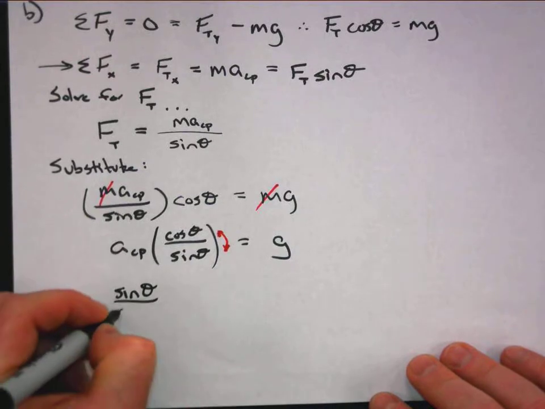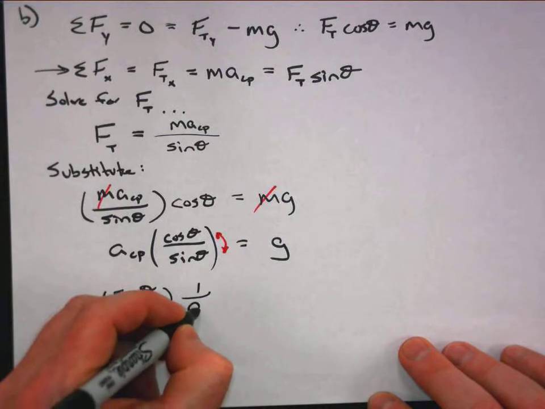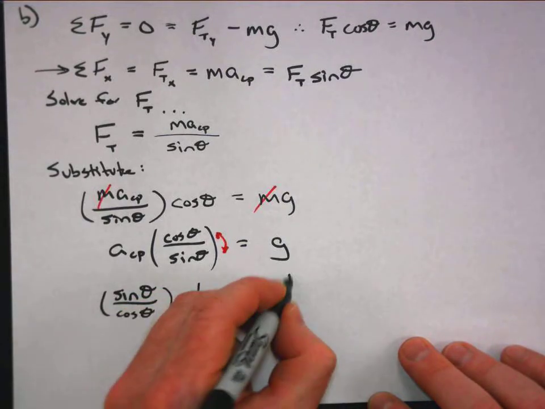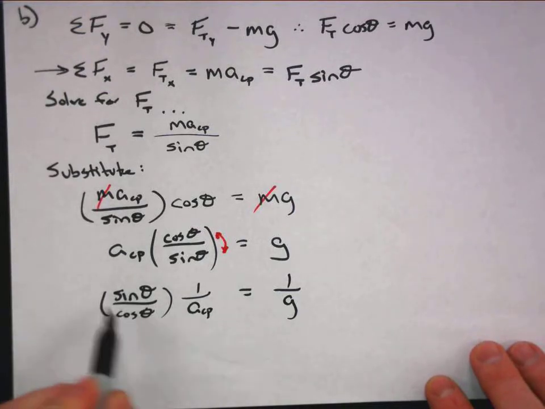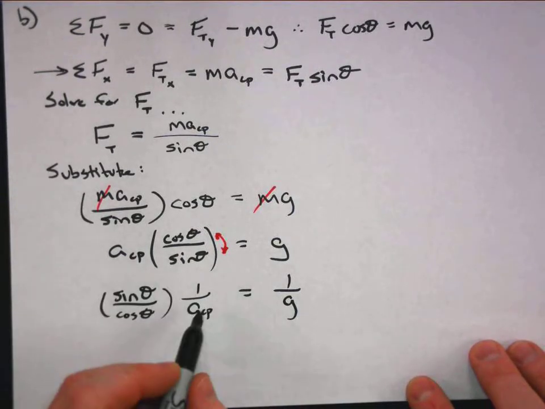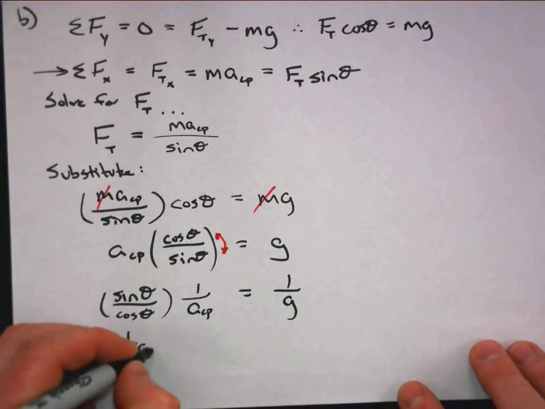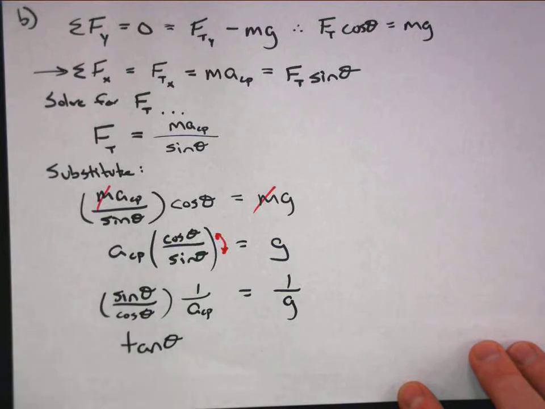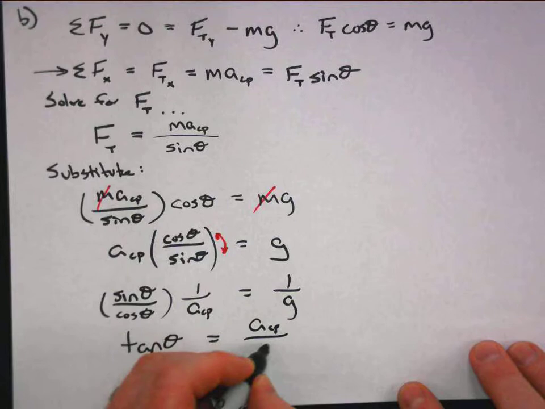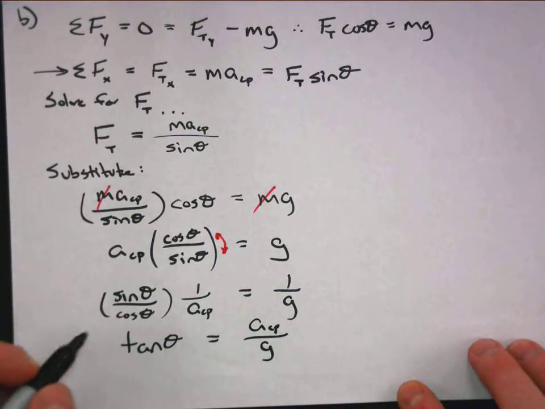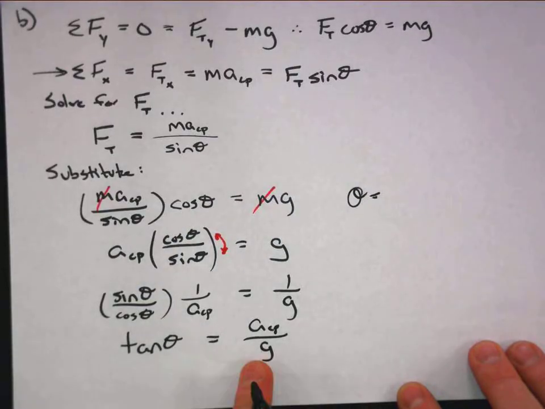sine theta over cosine theta times 1 over centripetal acceleration equals 1 over g. And this is kind of cool because this resolves into tangent. And if I multiply both sides by a_cp, then that goes over there. See what happened right there? That just resolves. And multiply that. And this is looking pretty awesome. Totally solvable. I'm going to say theta is going to be equal to inverse tangent of that business right there.